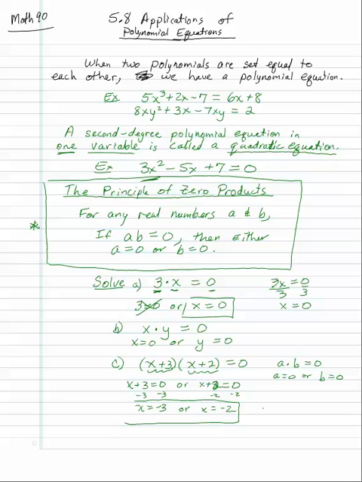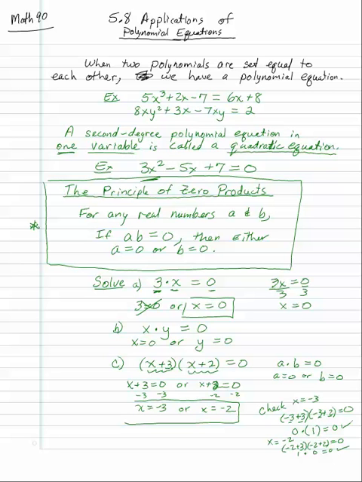Alright, let's check. Check x equals negative 3. When you plug in negative 3 into the first parenthesis, negative 3 plus 3 is 0, and over here negative 3 plus 2 is negative 1. 0 times negative 1 is 0. And then if you check x equals negative 2, you get the 0 in the other factor. So negative 2 plus 3 is 1, negative 2 plus 2 is 0, so you get 1 times 0, which equals 0. Check. So you can see you have two solutions.